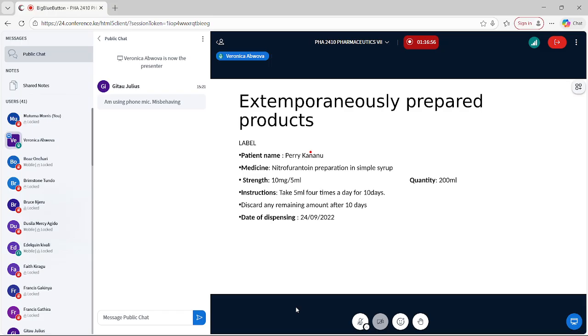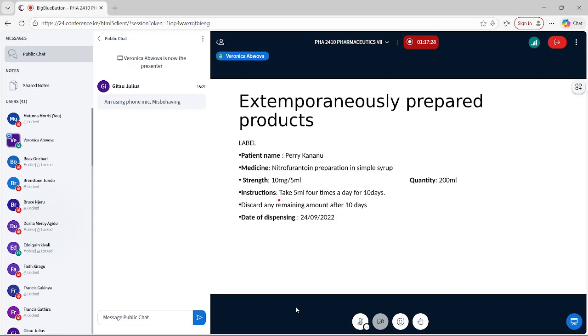But the rest, you can see the name of the patient, okay, which is a legal requirement. The name of the pharmacy should be there. It's a legal requirement. The medicine, you can see the name of the medicine. This is nitrofurantoin preparation. Usually you will not find pediatric preparations containing nitrofurantoin, okay? So you've been told it's nitrofurantoin preparation in simple syrup, okay? What is the strength? Every 5 ml contains 10 milligrams, okay?